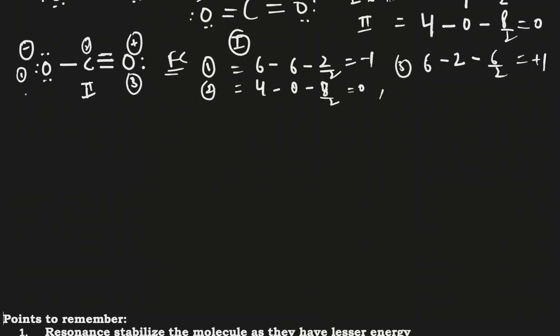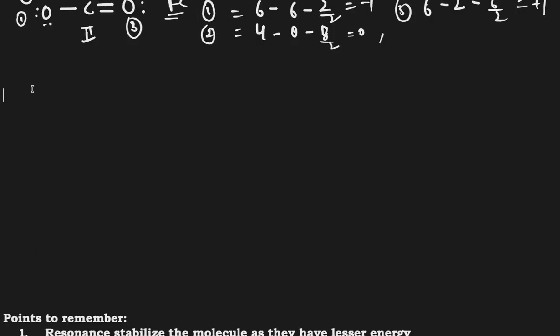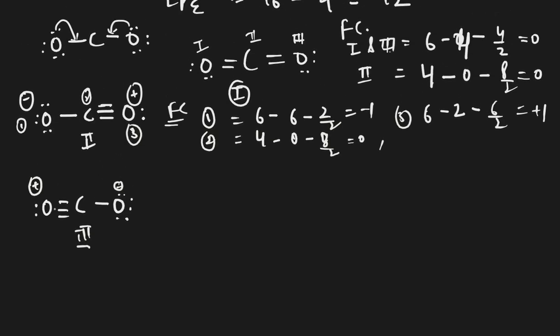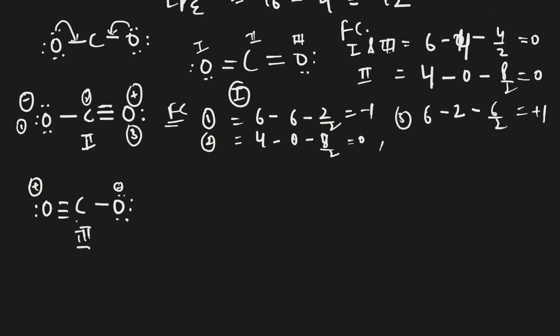And similarly, we can also have a third structure, which will look like this. Carbon, instead of making a triple bond with this oxygen, can also make a triple bond with the other oxygen. We can have something like that, right? 1, 2, 3, 4, 5, 6, and here only 1, 2, and it can have plus charge. This is the third structure, right? So this was the first structure, this was the second structure, this was the third structure, right?